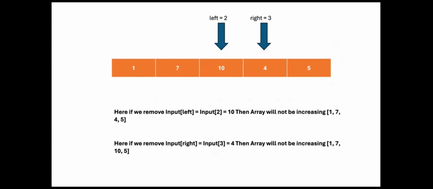Here, if we remove the element at left, the difference between the left and right is 1, which is good. Either we can remove the left or we can remove the right. If we remove the element at left, which is 10, then the array will not be increasing: 1, 7, 4, 5. Right? If we remove the right, then also the array will not be increasing because 1, 7, 10, 5. So in this case, both the conditions become false. So we will return the output false here.